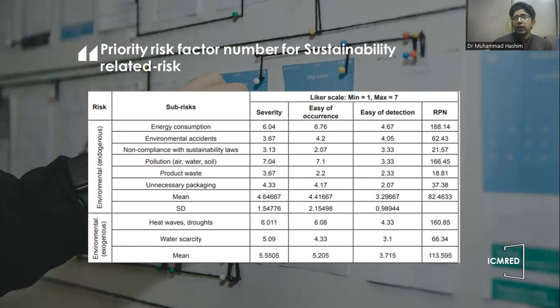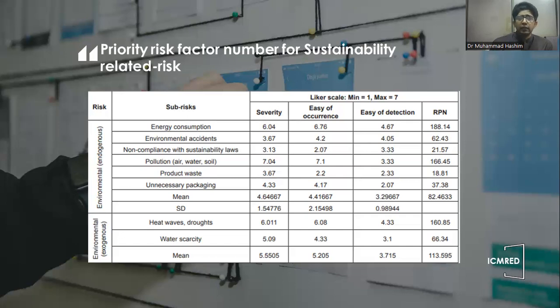When we multiply the severity level, multiply with the ease of occurrence, and third column multiply ease of detection. After multiplying these three columns, we can get RPN numbers. RPN number basically shows the effect of the criterion.